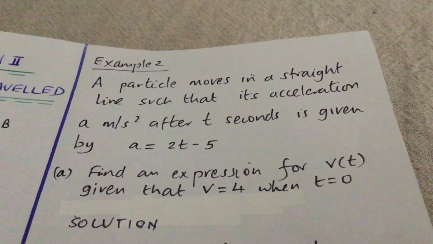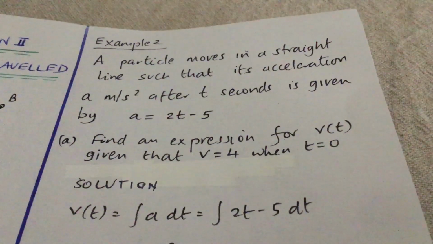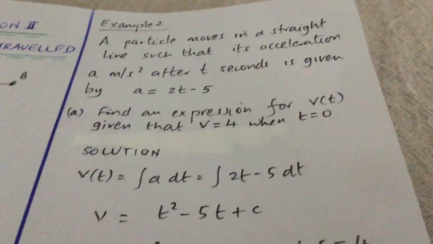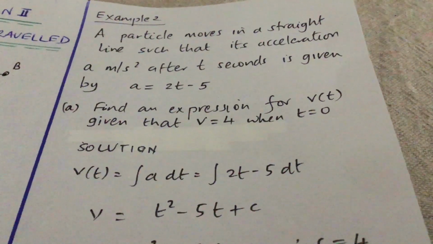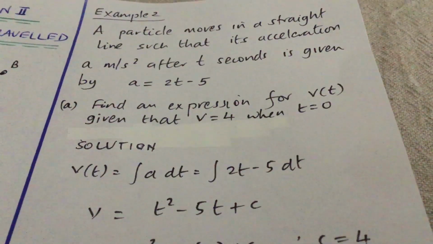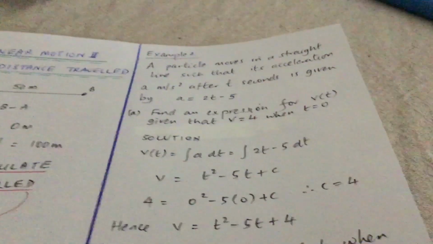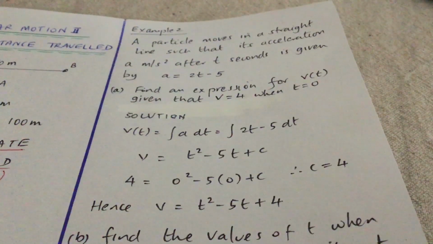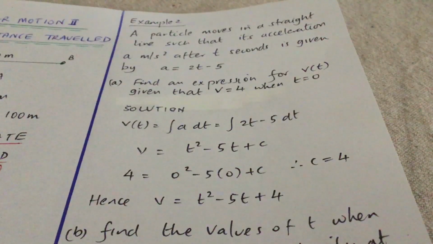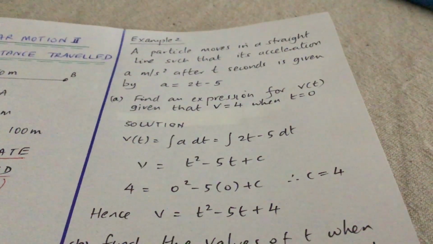So given acceleration, you want to find v, we have to anti-differentiate. So anti-differentiate 2t take 5, which will give us t squared take 5t plus c. And then we're going to use the initial condition to find the value of c. So when t is 0, v is 4. Substitute, solve for c, and c equals 4. Hence v will be t squared take 5t plus 4.